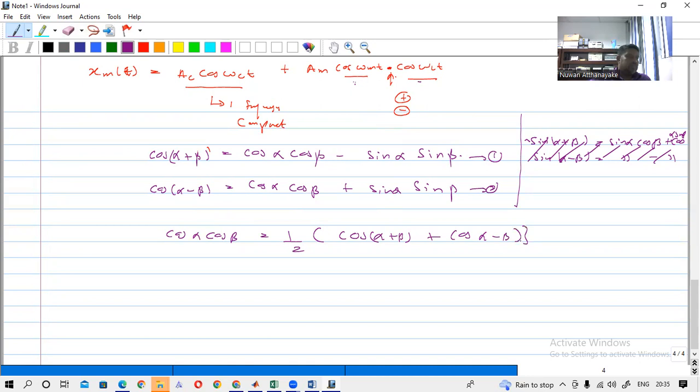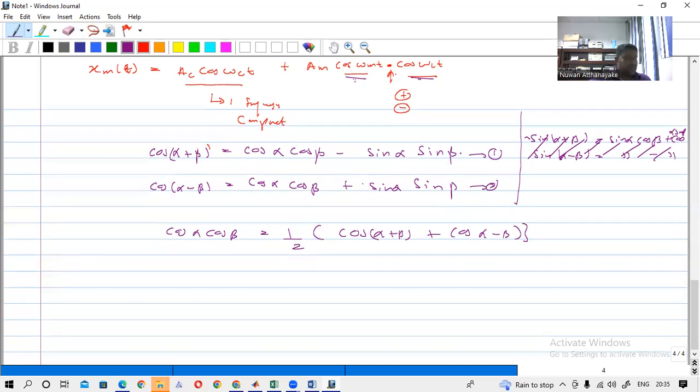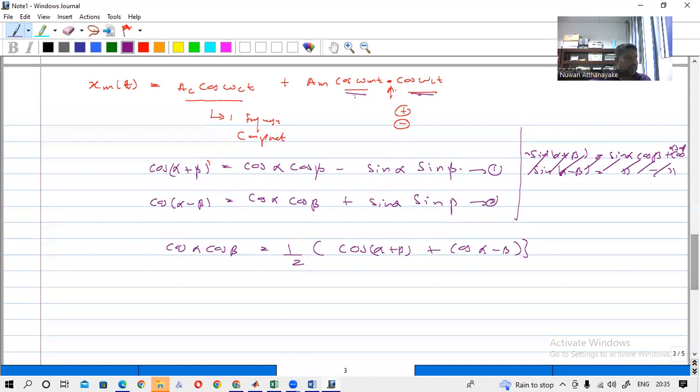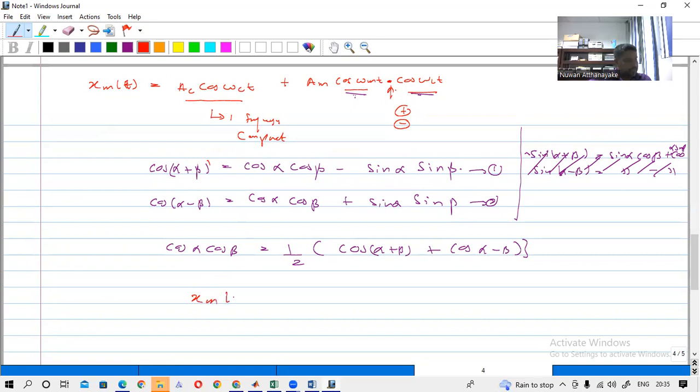Here also we have cos alpha cos beta terms, so it is just like this one. You can expand it using this, and you can get it like this. So you have s(t) is equal to AC cos omega C t plus, instead of this cos omega M t cos omega C t, I have replaced this one.